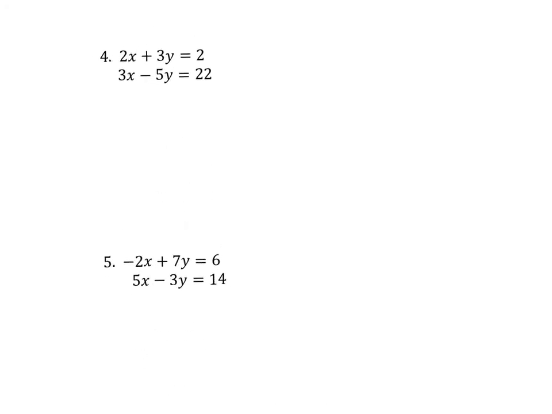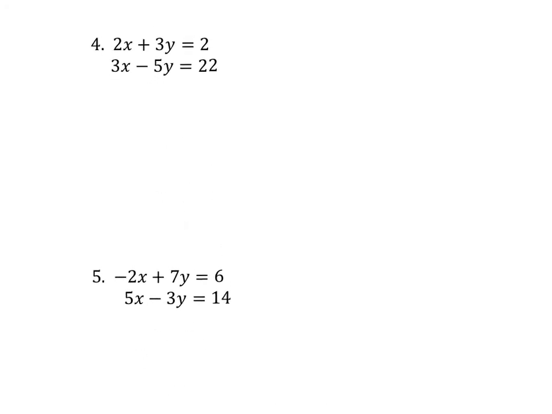Okay, let me look at number 4. Number 4 is lined up. I see the x's are lined up, the y's are lined up, and the constants are lined up. But the x's and the y's, neither of them cancel. Now 2, there's nothing I can times 2 by to get 3 easily. There's nothing I can times 3 by to get 5. So I'm going to have to figure out how to multiply both equations by something.